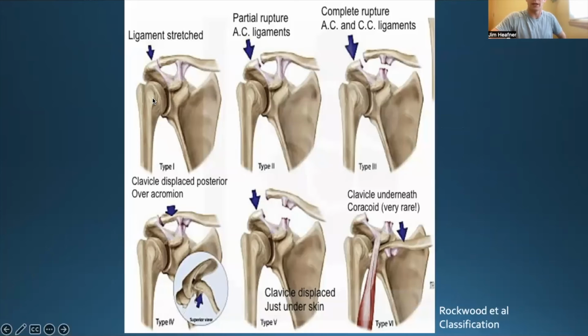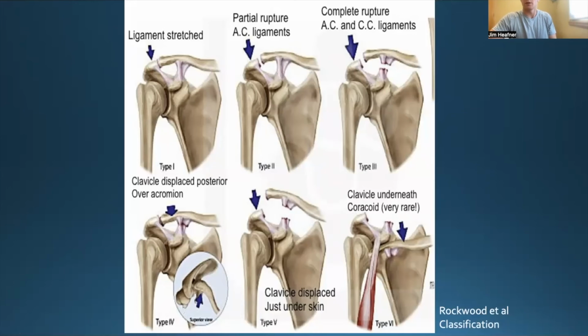With a type 1, you see that there's just ligament stretching at the AC joint. Type 2 is going to be a partial tear of the AC ligaments. Type 3 is going to be both the AC and the coracoclavicular ligaments are ruptured. And then you see it gets progressively worse in types 4, 5, and 6. Type 6 is very rare because the clavicle is actually pushed underneath the coracoid, and that could be a more dangerous situation.